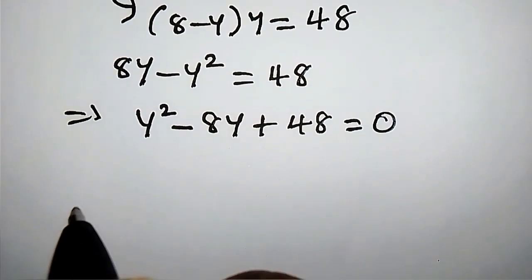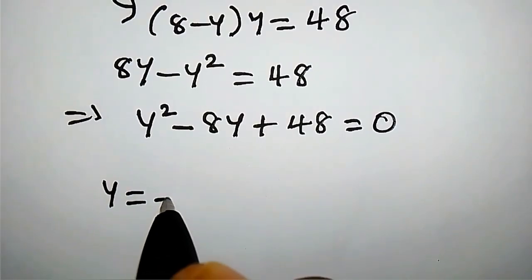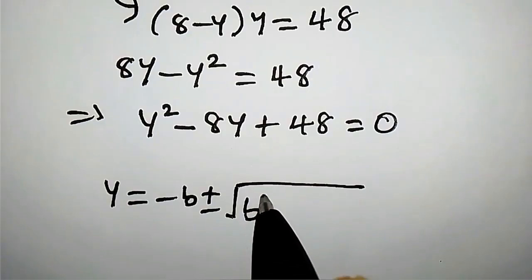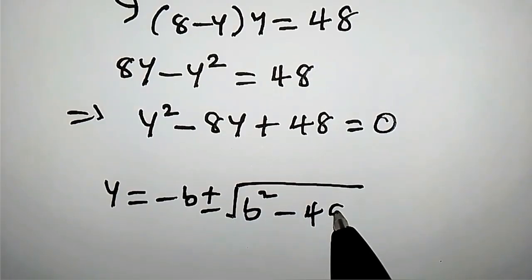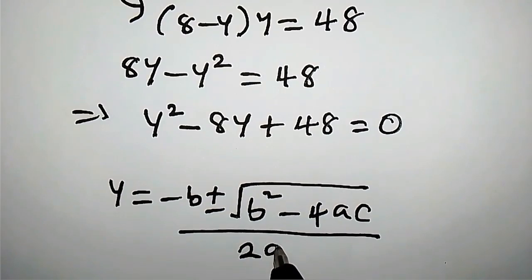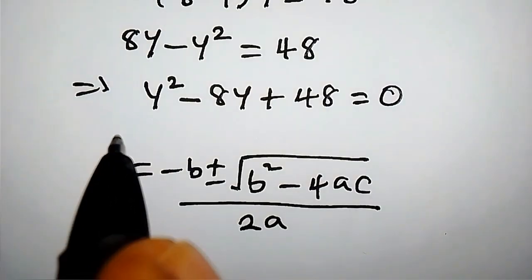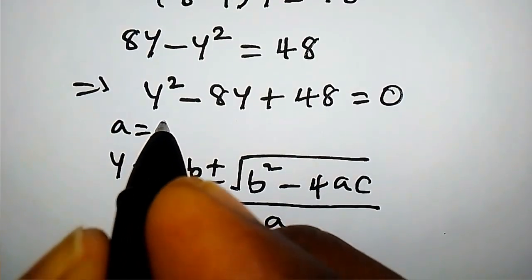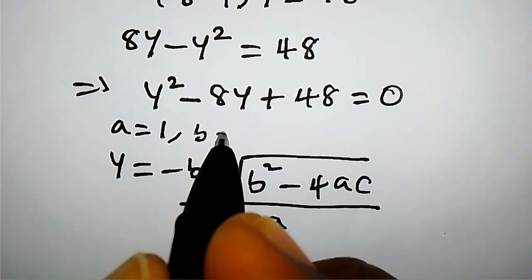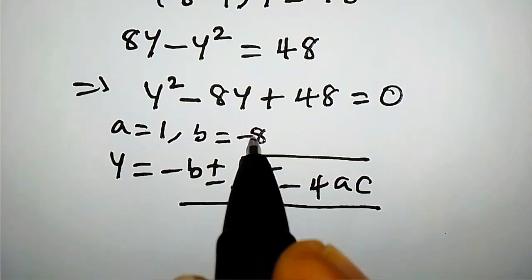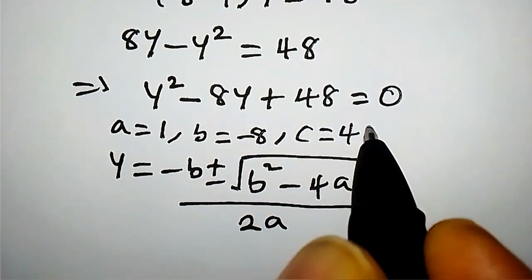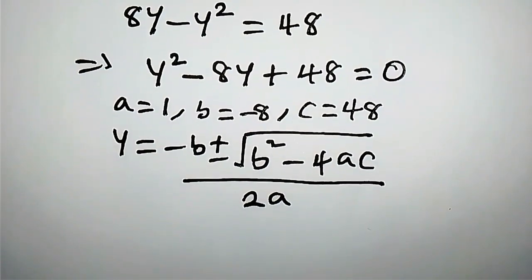The quadratic formula says y equal to minus b plus or minus square root of b squared minus 4 times a times c, divided by 2 times a. From this equation, our a is equal to 1, the coefficient of y squared, and our b is equal to minus 8, the coefficient of y, and c is equal to 48, which is the constant.